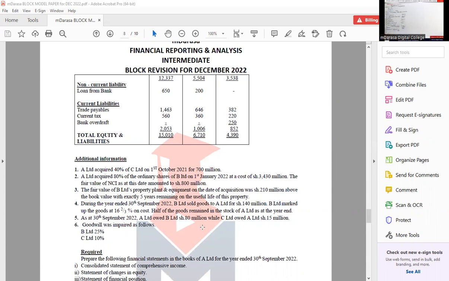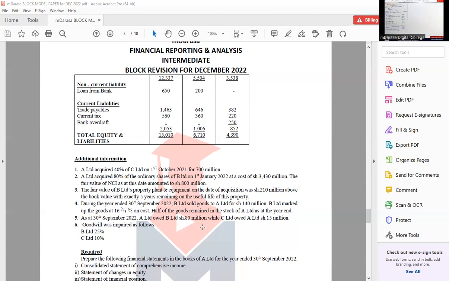The share of the parent, of course, you can determine it. And the share of NCI, you can also determine it up to that point. Okay? So I think we have analyzed note number 2. Note number 3, we've also analyzed it partly.